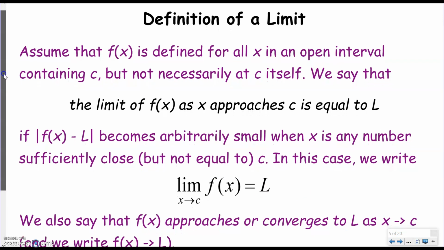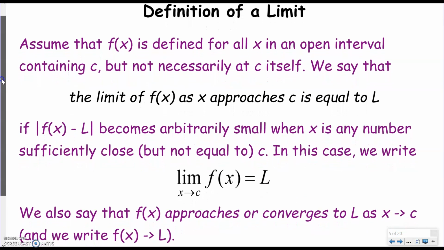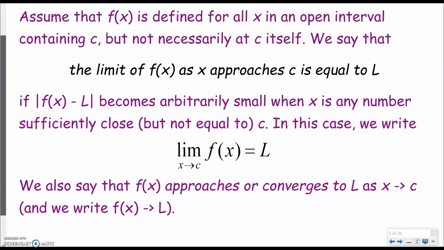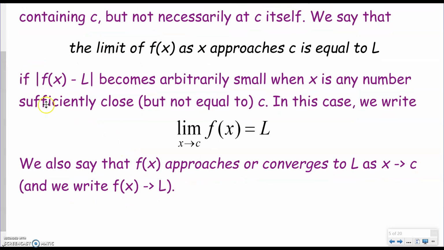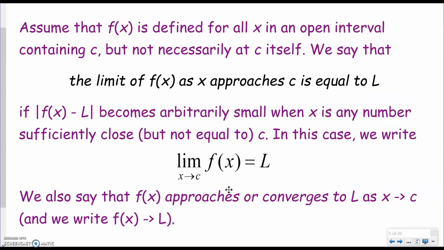Okay, so here's your definition. Assume that f of x is defined for all x in an open interval containing c, but not necessarily at c itself. We say that the limit of f of x as x approaches c is equal to L if the absolute value of f of x minus L becomes arbitrarily small when x is any number sufficiently close to but not equal to c. In this case, we write the limit as x approaches c of f of x equals L. We also say that f of x approaches or converges to L as x approaches c. Okay, a lot of math jargon there.